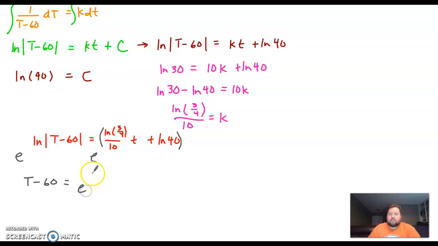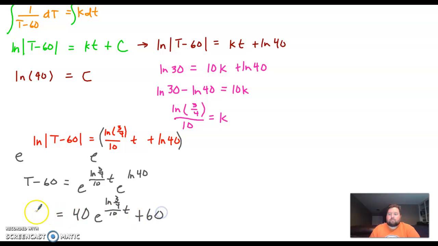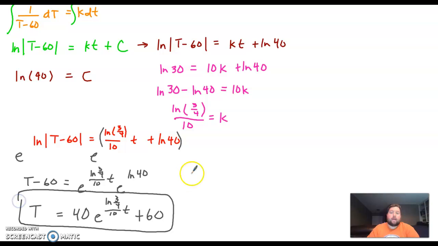Then we get e to the natural log of 3/4 over 10 times t, and then e to the natural log of 40. That e to the natural log of 40 becomes a 40. We have the rest of our exponential. And then we're going to add the 60 over as well. That is going to be our answer for part A.